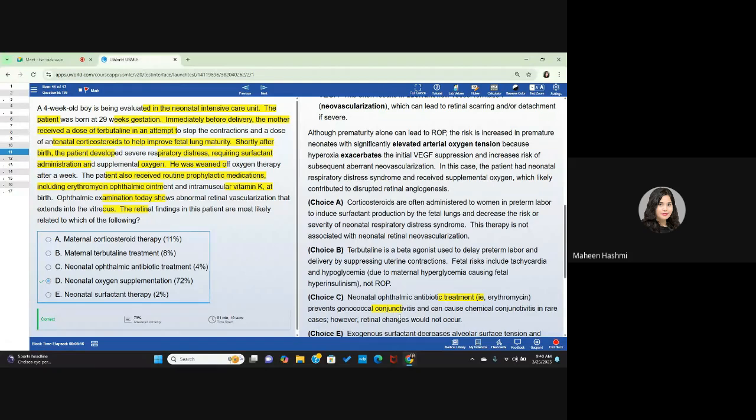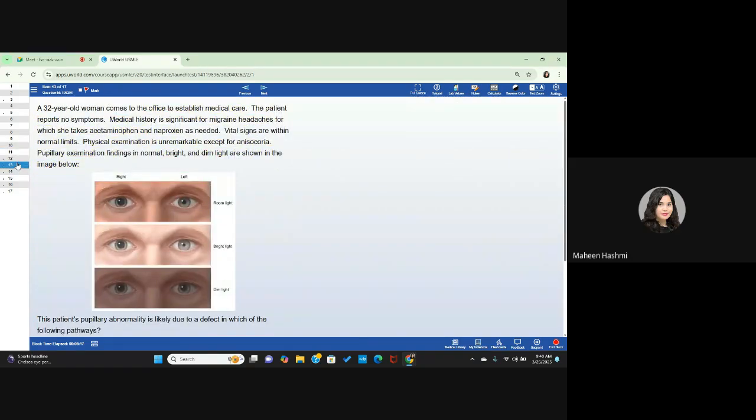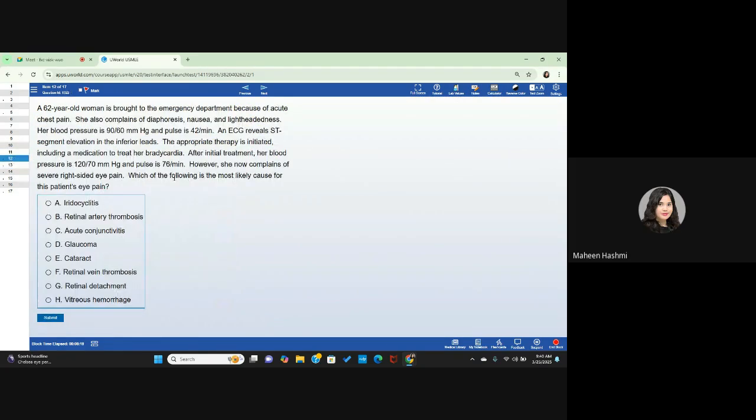For chlamydia, you don't give drops. What do you give for chlamydia? Ceftriaxone, I think. What else? Metronidazole. Very good. All right. Then we have the next question for today.